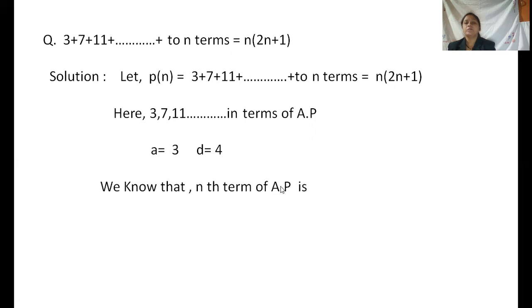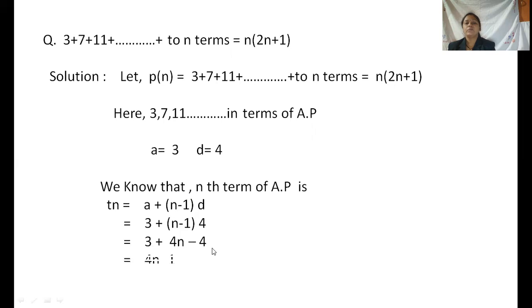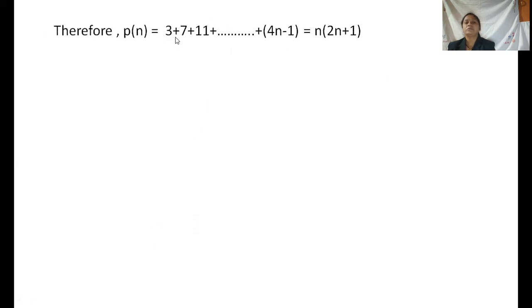We know that the nth term of an AP, the formula we know: Tn is equal to a + (n − 1)d. So replace a is equal to 3 and d is equal to 4: 3 + (n − 1)4 is equal to 3 + 4n − 4 is equal to 4n − 1. That means the nth term we got is 4n − 1. That is Pn is equal to 3 + 7 + 11 + ... up to (4n − 1) is equal to n(2n + 1).